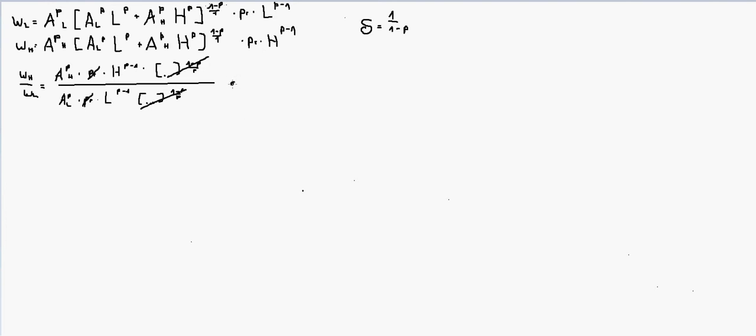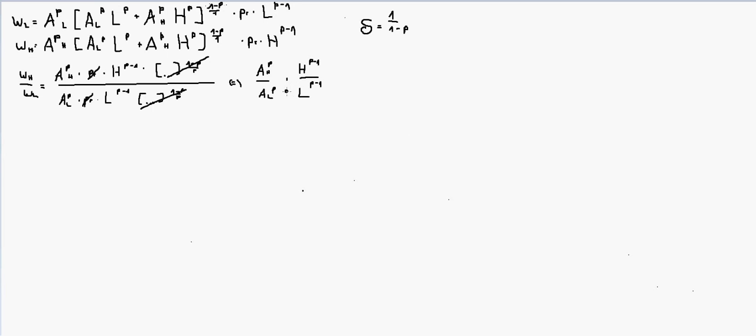So we get a to the power of p divided by a L to the power of p, times h to the power of p minus 1 divided by L to the power of p minus 1, is equal to the relative wage.